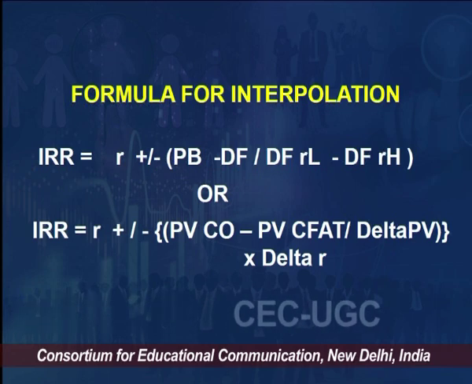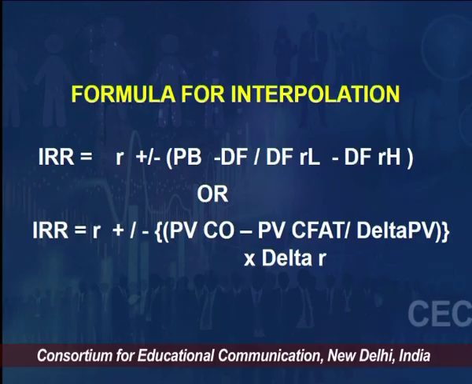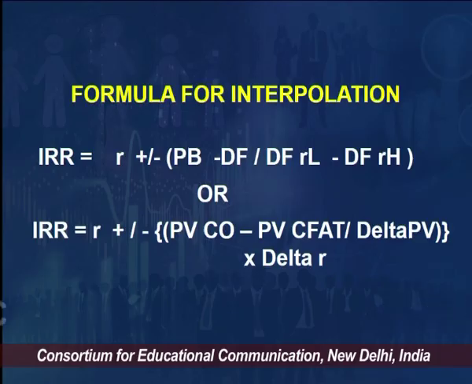So, what does it mean? The present value of cash outflow would be the same, right, and then the present value of cash inflows would be different. If you take the lower R, the present value would be different. If you take the higher R, the present value of cash inflows would be different, right, and this whole is divided by the difference of the present values for the two R's. And delta R means the difference between the two rates. So, if you have 14% and 15%, it would be 1. If you have 14% and 16% as lower and higher rate, delta R would be 2, and so on.